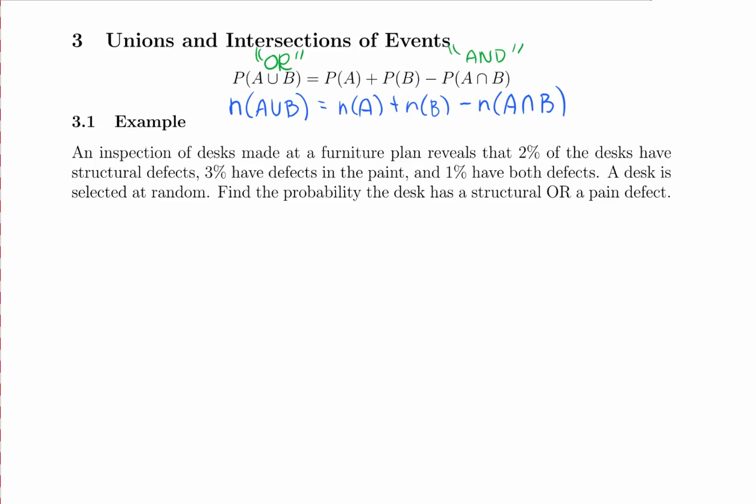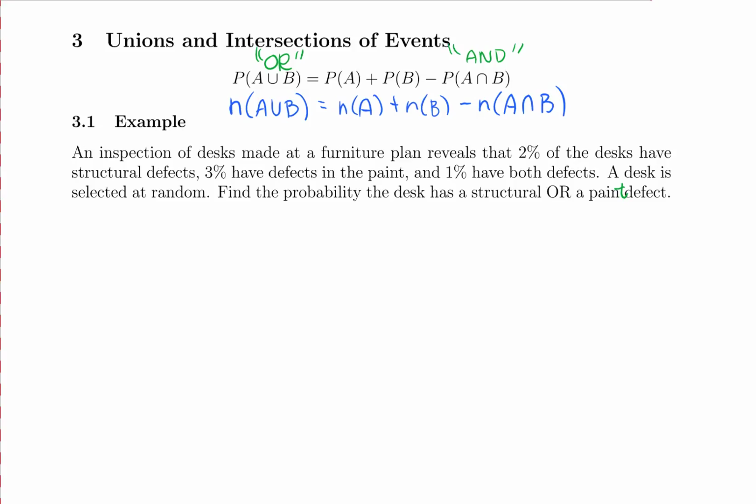So let's look at our first example here. An inspection of desks at a furniture plant reveals that 2% of the desks have structural defects, 3% have defects in the paint, and 1% have both defects. So this means that we have both a structural and a paint defect. A desk is selected at random. Find the probability the desk has a structural or a paint defect. This should say paint, not pain. The desk is not in pain.